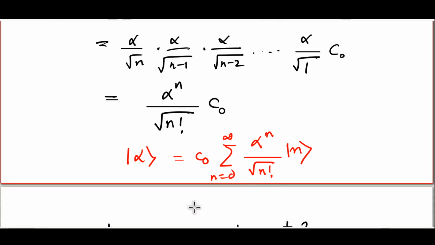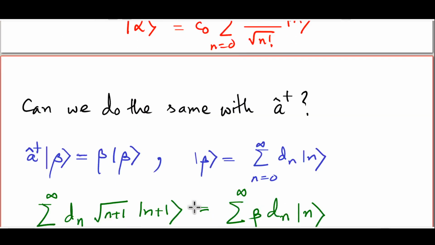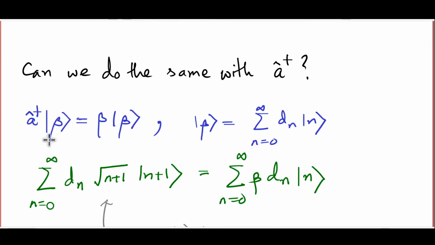In other words, can we find an eigenstate of A dagger which obeys a rule like this? A dagger acting on ket beta should be beta times ket beta, where beta is some number. And once again, we assume that ket beta is a state which exists in our Hilbert space, so it can be expanded in terms of the number eigenstates with coefficients that we call dn. Now, applying A dagger on this and multiplying this by the number beta, equating the two gives us this relationship.